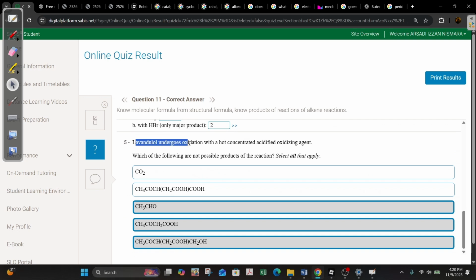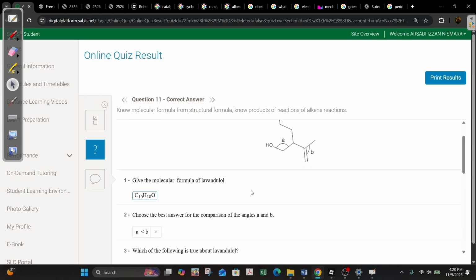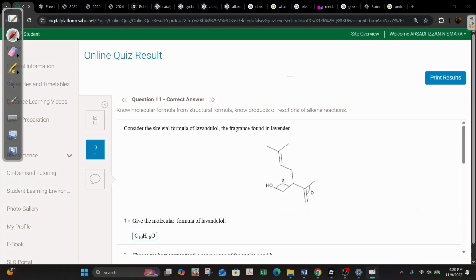Now, oh, this is a good one right here. Lavandulol undergoes oxidation with a hot concentrated acidified oxidizing agent. Which of the following are not possible products of the reaction? To find the products that are not possible, we must find what formed. Okay, simple. It's not really that simple.